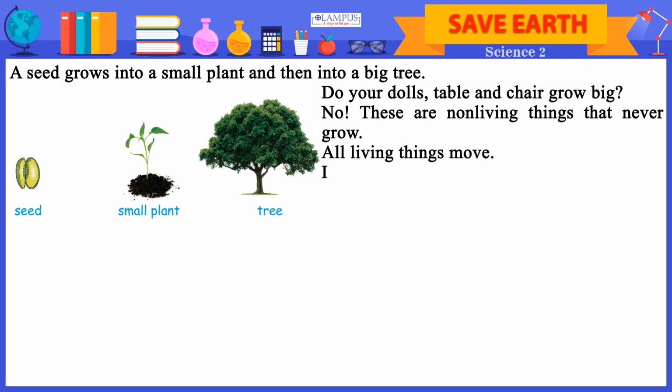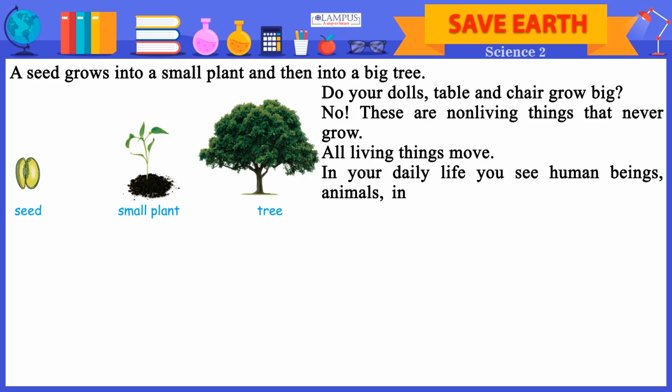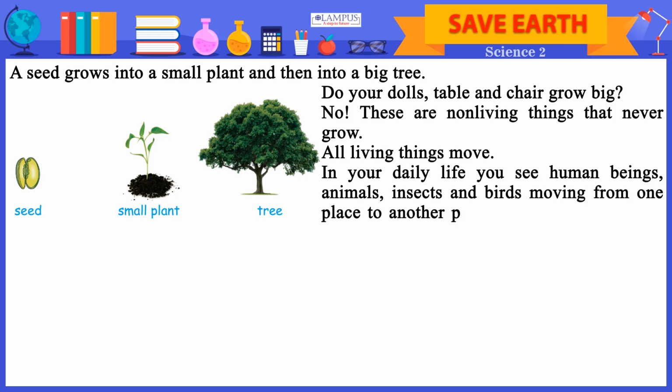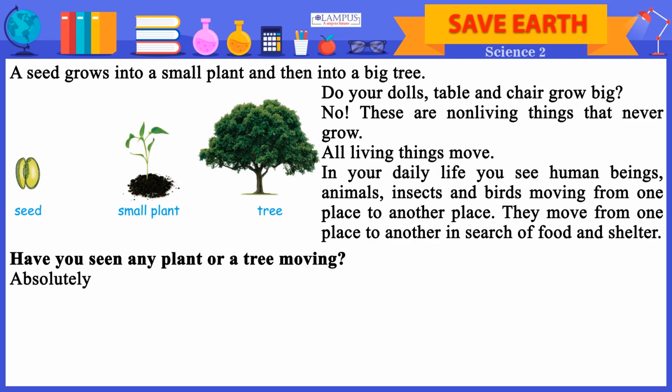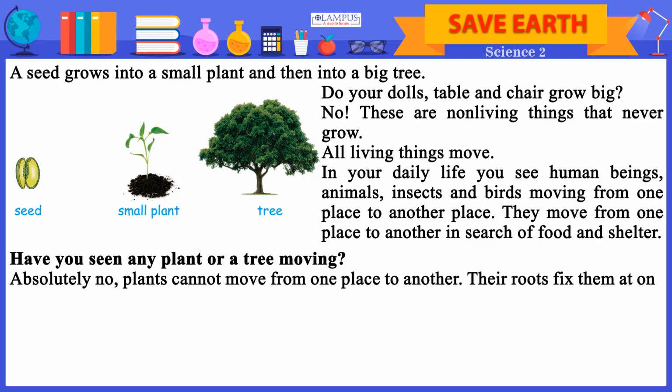All living things move. In your daily life you see human beings, animals, insects and birds moving from one place to another place. They move from one place to another in search of food and shelter. Have you seen any plant or a tree moving? Absolutely no. Plants cannot move from one place to another. Their roots fix them at one place.